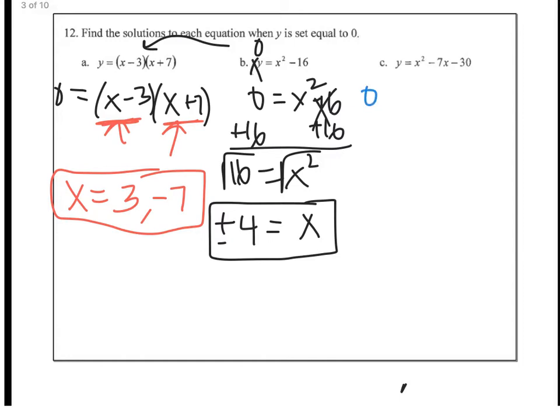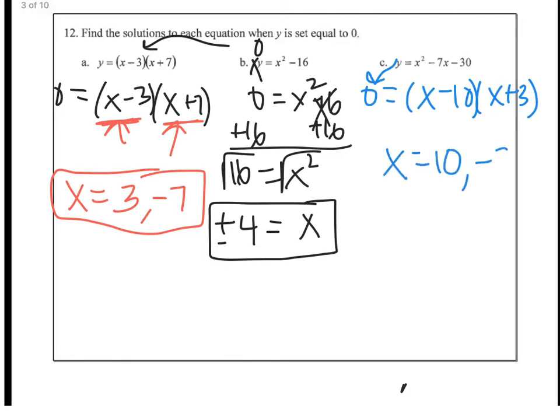When I factor it, I got 0 is equal to x minus 10 and x plus 3. So I just replaced that y with 0 because we're trying to solve it. So that means x could either be positive 10 or negative 3.